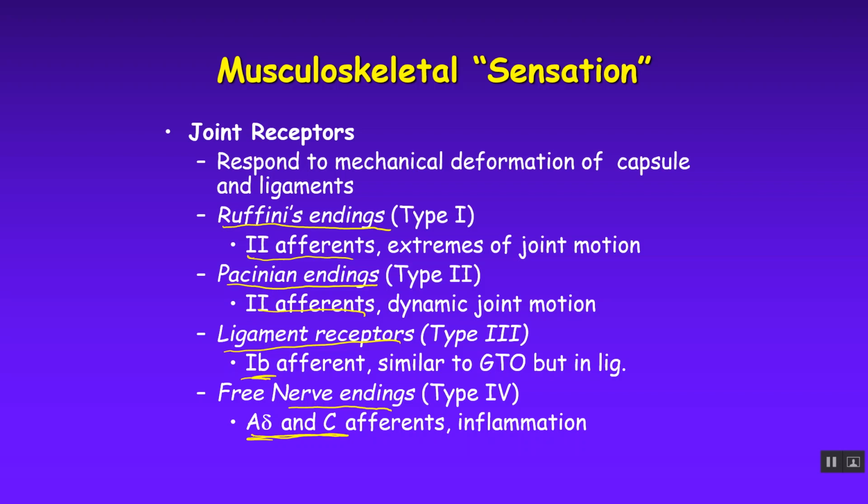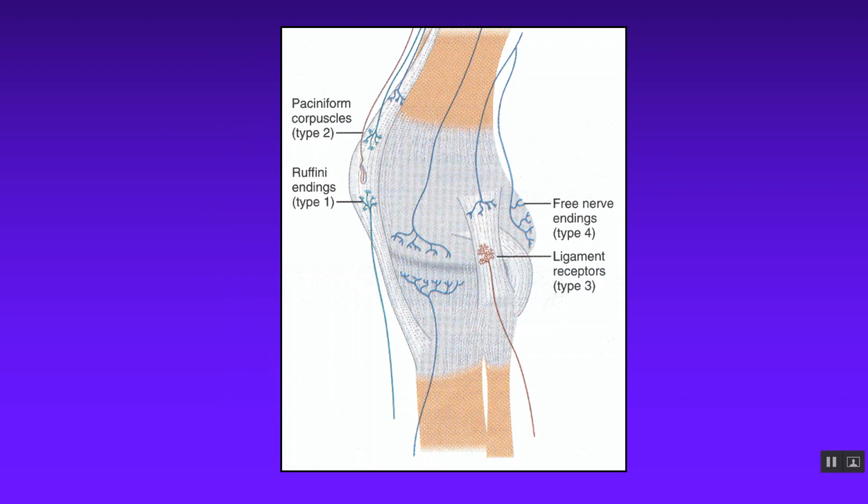The other ones are mainly in the joint capsule, okay? The Ruffini endings and Pacinian endings. Okay. Just showing you some general locations. This is a knee joint, showing you where some ligament receptors, some free nerve endings might be, Pacinian corpuscles, Ruffini endings, and so forth.